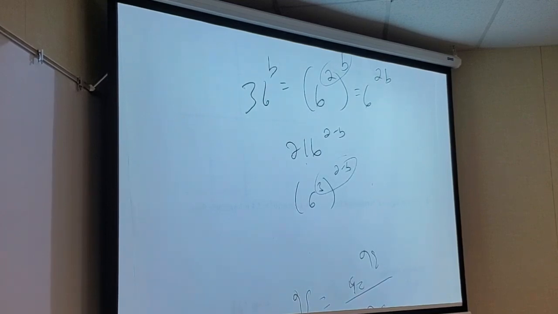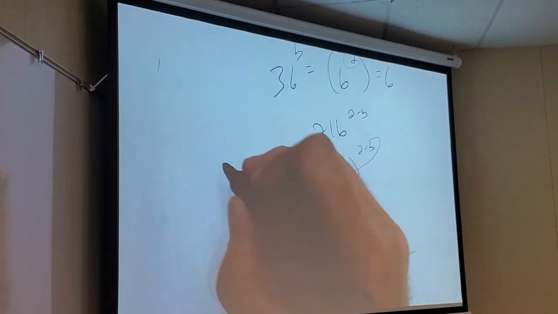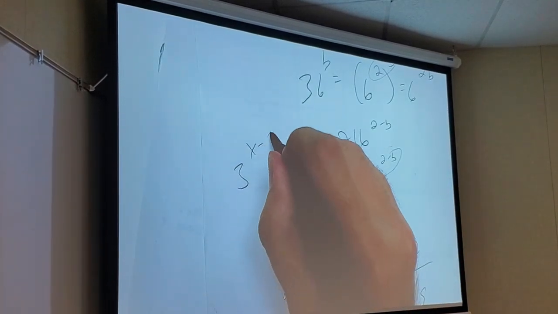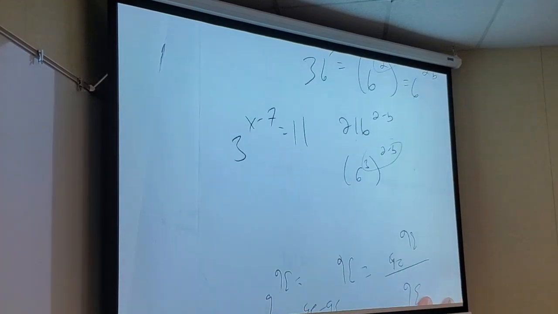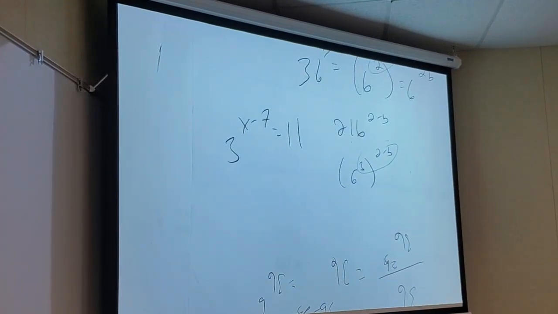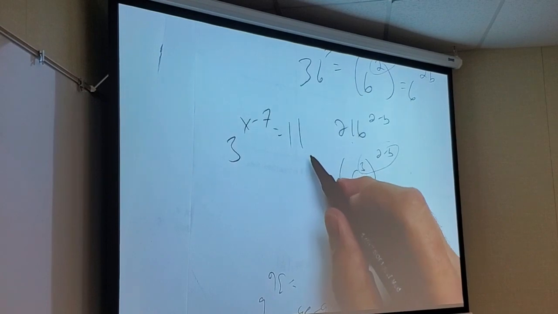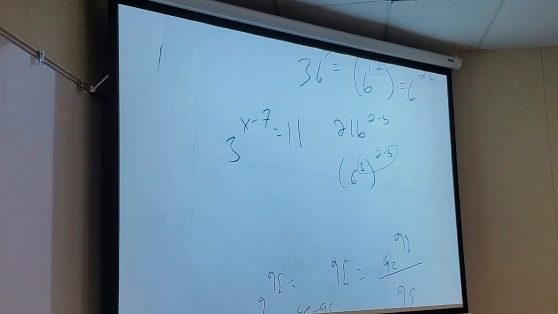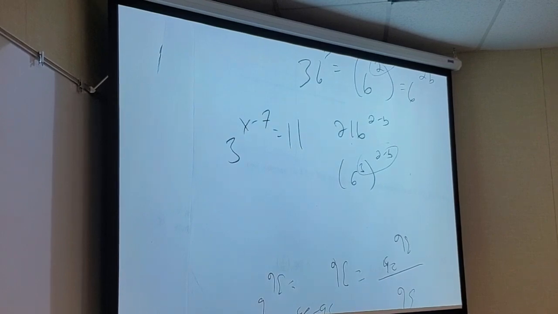If I'm not able to do that, then I have to bring in logarithms. So if I had 3 to the x minus 7 equals 11, now we've got problems. 3 to the what power is 11? I don't know. So now I've got to use logs. I can't make the bases the same, so now I've got to use logs to help me.